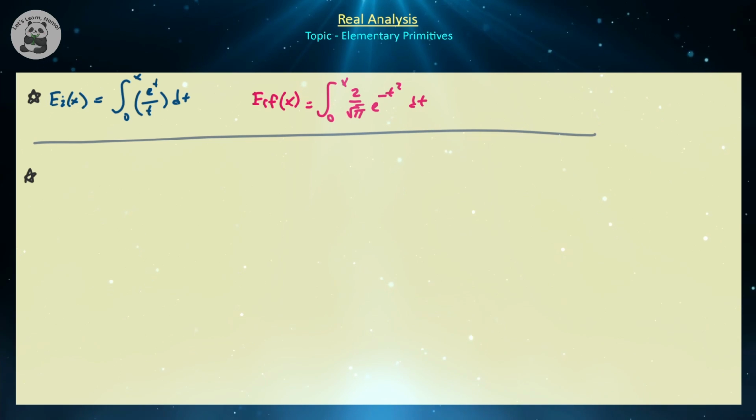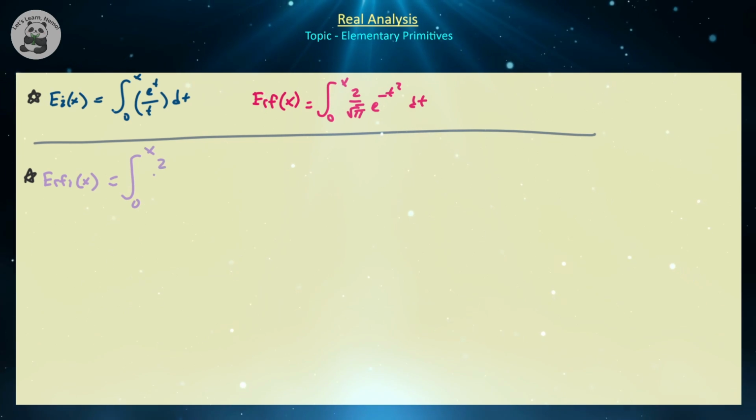Instead of a minus t squared, it just changes it to a positive t squared. And we call that function the imaginary error function. And this is defined to be equal to the integral from 0 to x of 2 divided by the square root of pi e to the positive t squared dt.